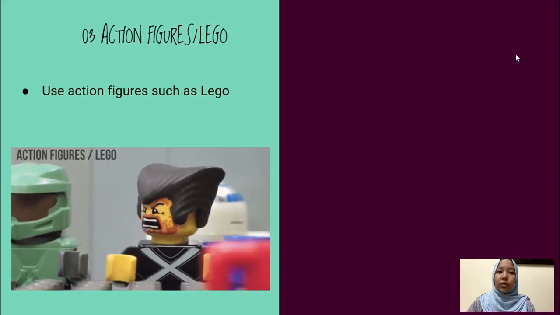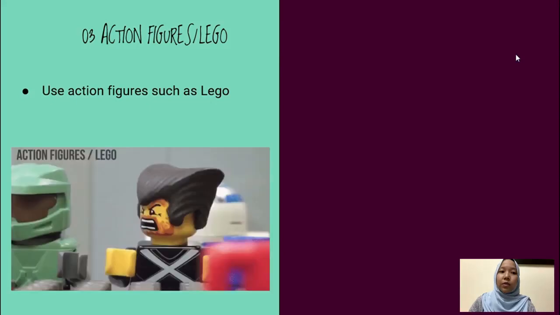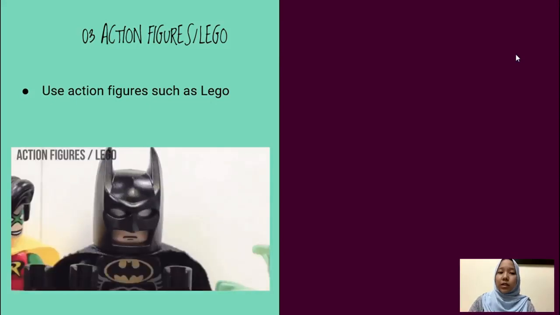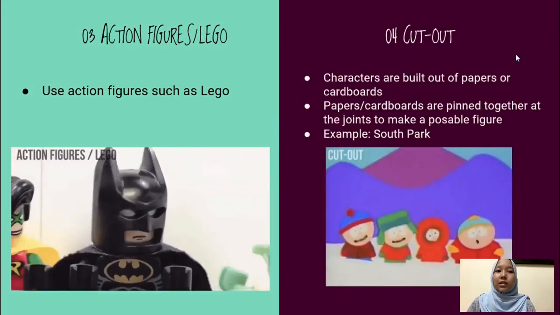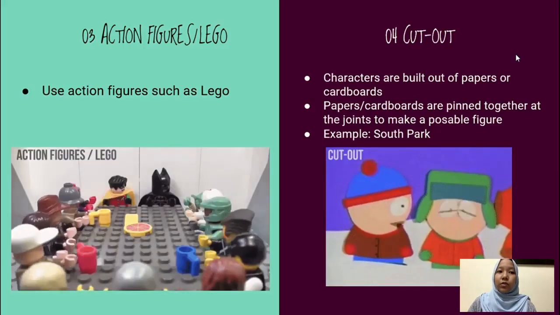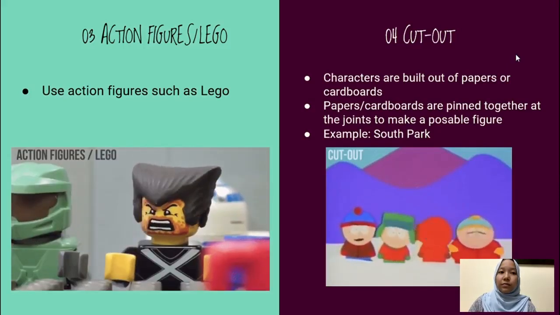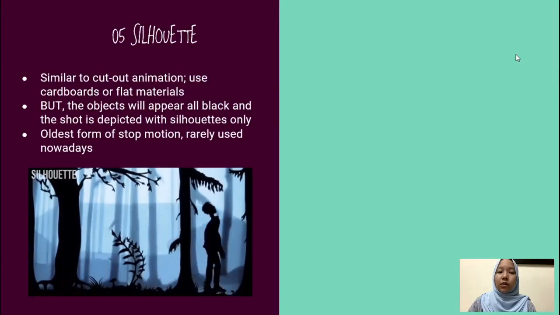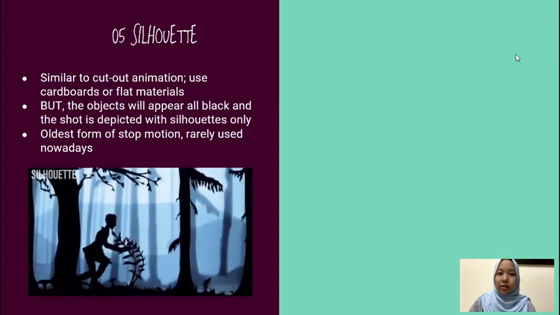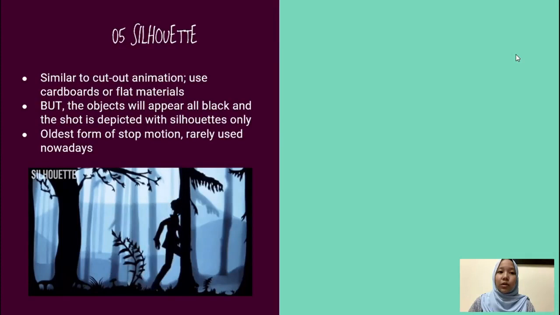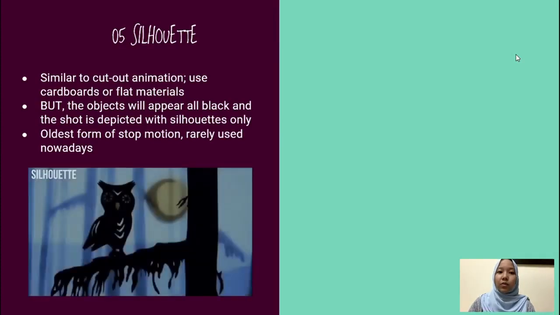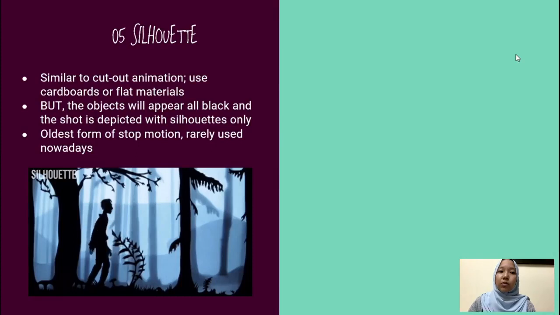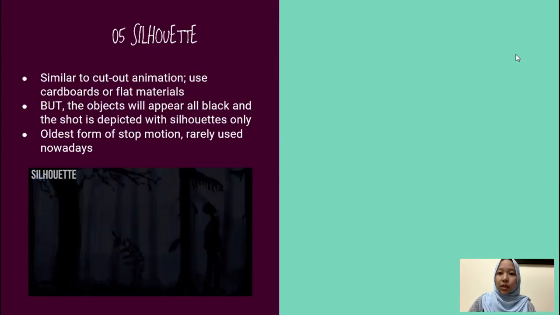Also, some stop motion uses action figures, for example Lego, for animation. This genre is very popular on YouTube, where some YouTubers create funny skits using these Lego characters. Next is cutout. Animators would use paper or cardboard to create a character. As for silhouette, it also uses cardboard or some kind of flat material to create characters. But in silhouette motion, the objects will appear dark and the shot is depicted with silhouette only. It is one of the oldest forms of stop motion and rarely used today.